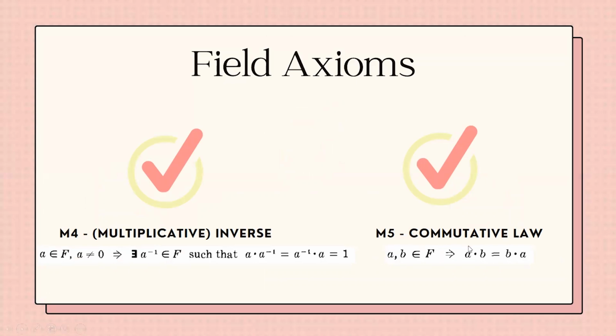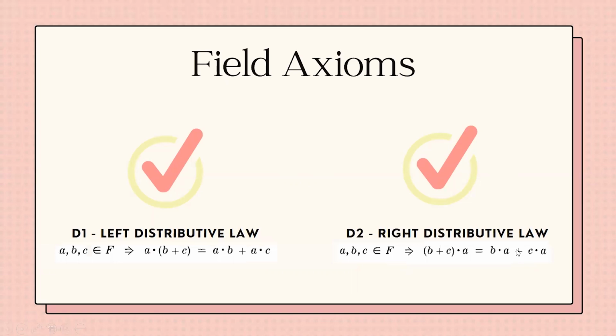The last for multiplication is the commutative law. So we have A and B, elements of F, such that A times B is equal to B times A. And for the last axioms, we have the distributive law. As you can see, we have here the left distributive law and the right distributive law. So multiplication is distributive with respect to addition. And that's all for the field axioms.